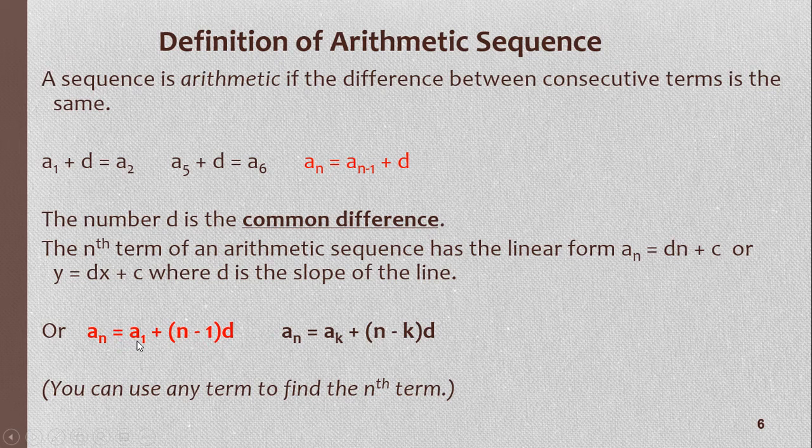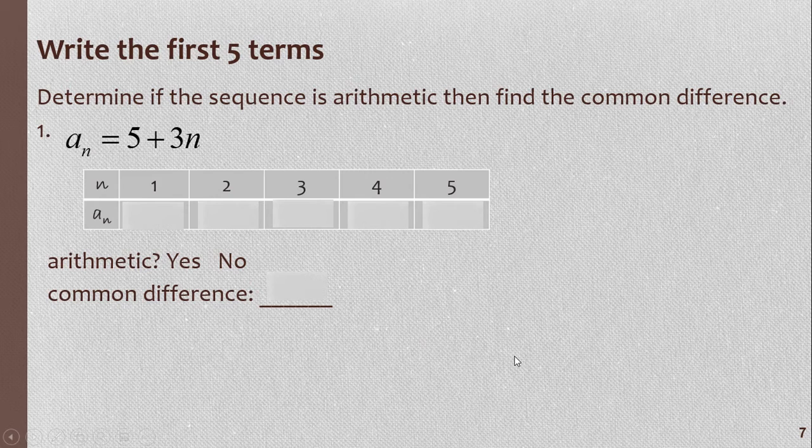a sub n is equal to a sub 1 plus n minus 1 times d, or a more general form of it: if I know two of the terms in an arithmetic sequence, the nth term and the kth term, I can write it like this to find any nth term. So let's take a look at some easy ones here.